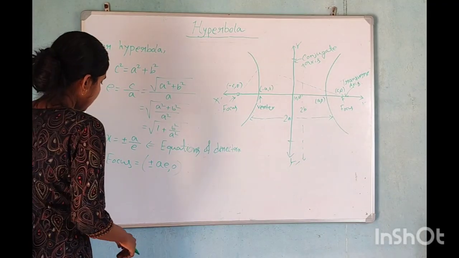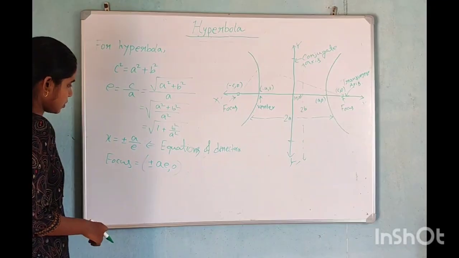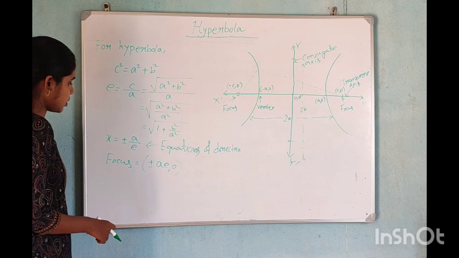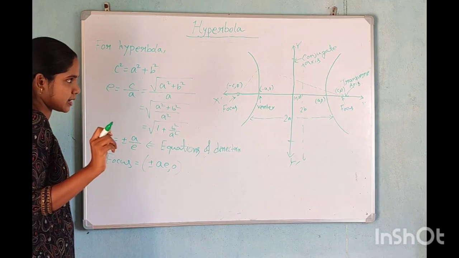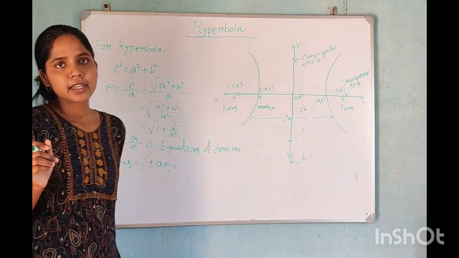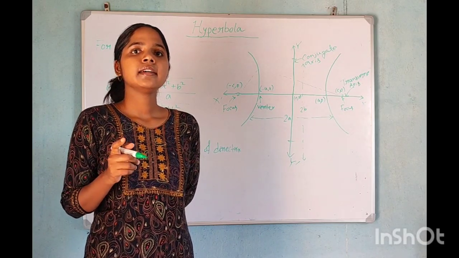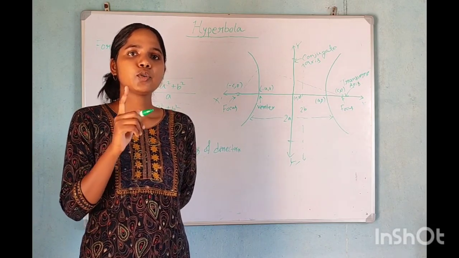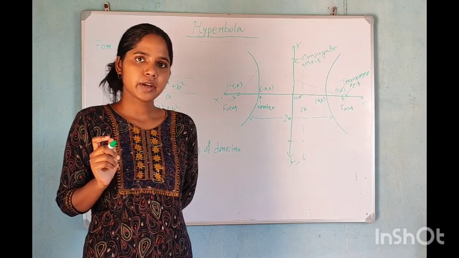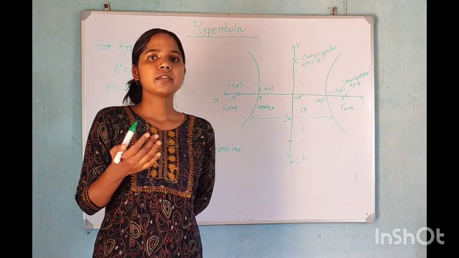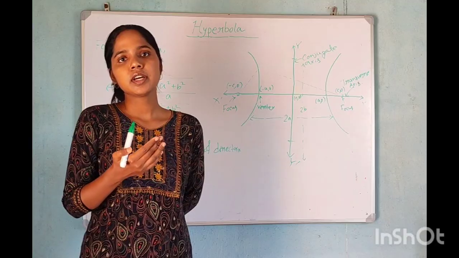Okay, and now what is left? The length of latus rectum. Latus rectum, you know that it is passing through the focus and perpendicular to the transverse axis. Like ellipse, it is perpendicular to the major axis and passing through the focus.